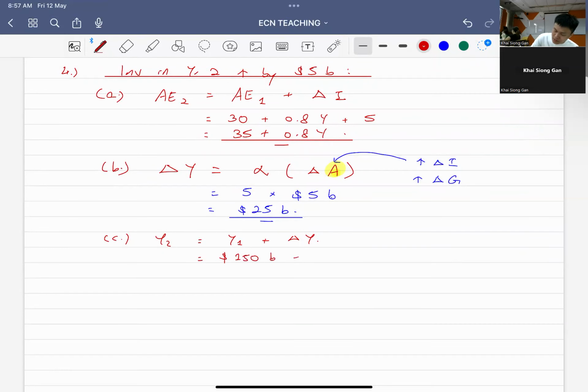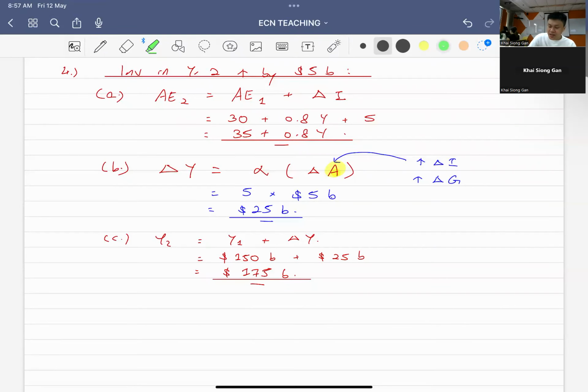150 billion plus now another increase of 25 billion, so it becomes 175 billion. Okay, so therefore that's the answer. Can you see one thing over here? Do you realize that the multiplier is already playing a role over here?